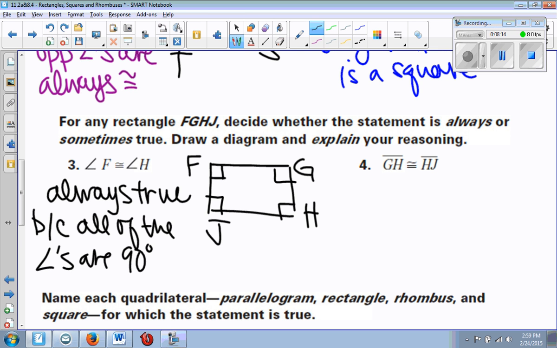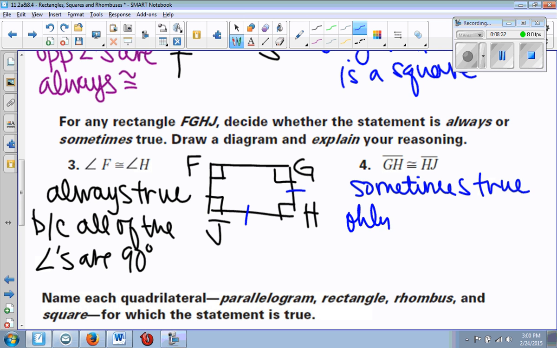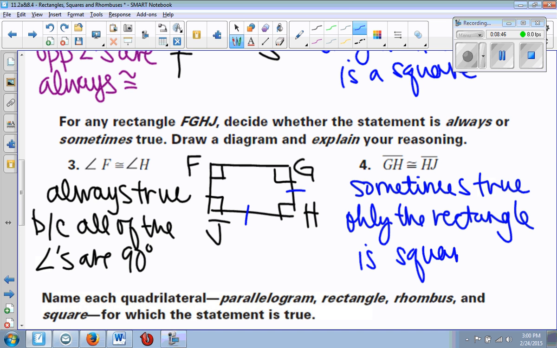In the next one, it wants to know, are GH and HJ congruent? Well, in a rectangle, the opposite sides are always congruent. The consecutive sides are sometimes congruent. So this one is sometimes true. And the only time that this happens is only when the rectangle is a square. If I take a figure that has four right angles and I make it so that all the sides are congruent, then that rectangle becomes a square.